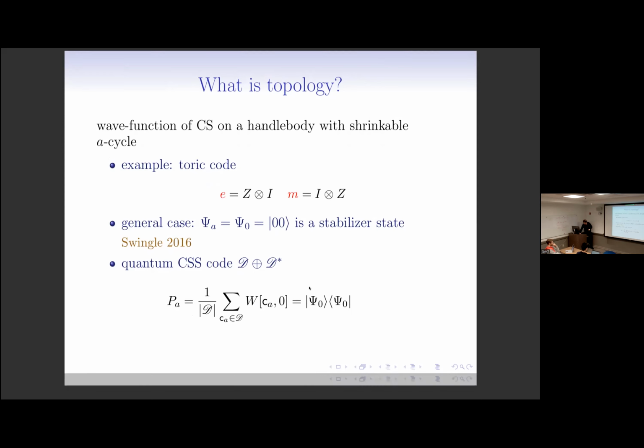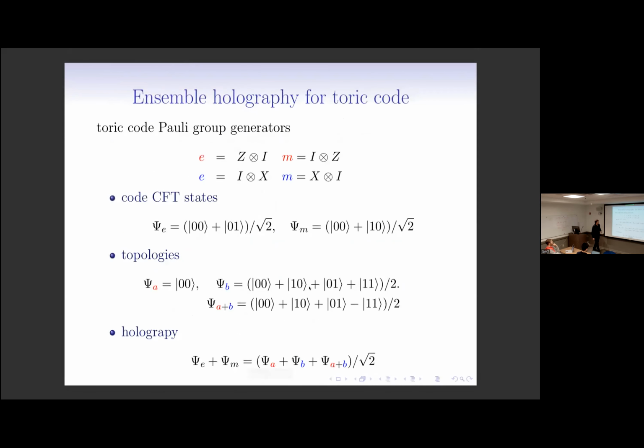I'm taking this idea and I'm saying, in the context of the Kitaev code, there are three cycles: A, B, and A plus B. Normally, you can have any integer multiplied by A plus any integer multiplied by B. But since everything is mod Z2, there is only A plus B, A, or B. There are only three cycles to shrink, and the corresponding states are these ones.